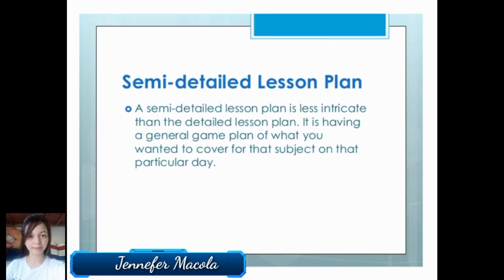Semi-detailed lesson plan. A semi-detailed lesson plan is less intricate than the detailed lesson plan. It has a general game plan of what you want to cover for that subject on that particular day. A semi-detailed lesson plan will give information about a lesson but not as much as a detailed lesson plan. A brief lesson plan will give mainly just an outline of the lesson.